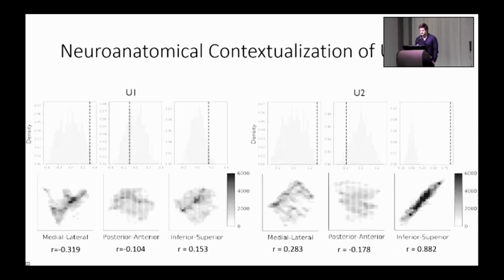So then to contextualize variations in U1 and U2 in their intensities, we computed voxelwise correlations between UMAP components and amygdala coordinate spaces. U2 was found to primarily vary across the inferior superior axis with a correlation of 0.8, whereas U1 was primarily varying across the medial lateral axis with a correlation of 0.3.